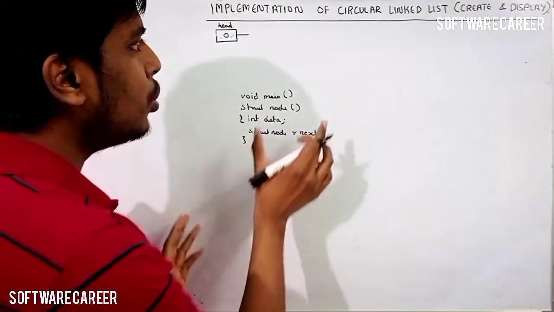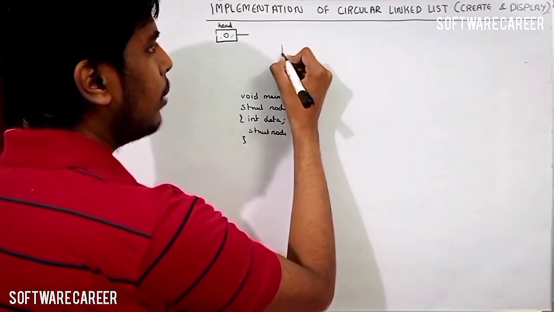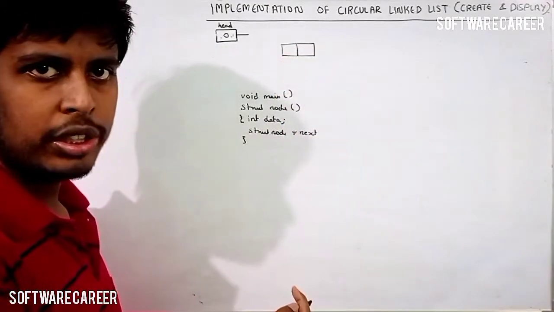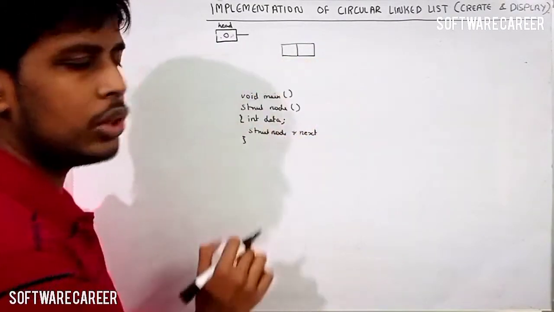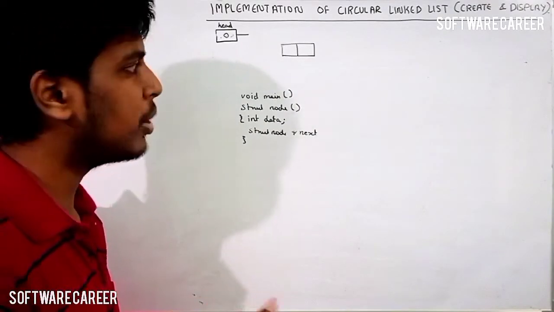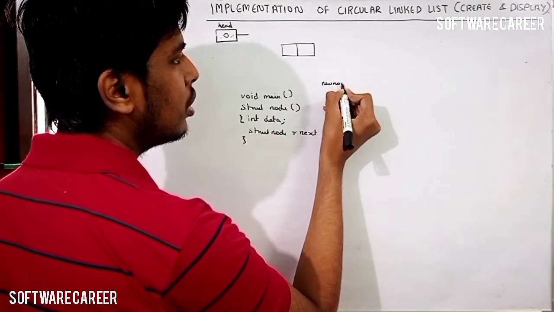Now you want to create the first node. How can you create it? I'm creating a new node which has two parts, data and pointer. Now I should access this node. How can I access it? Using a pointer I can access it. So I am creating a pointer called new node.